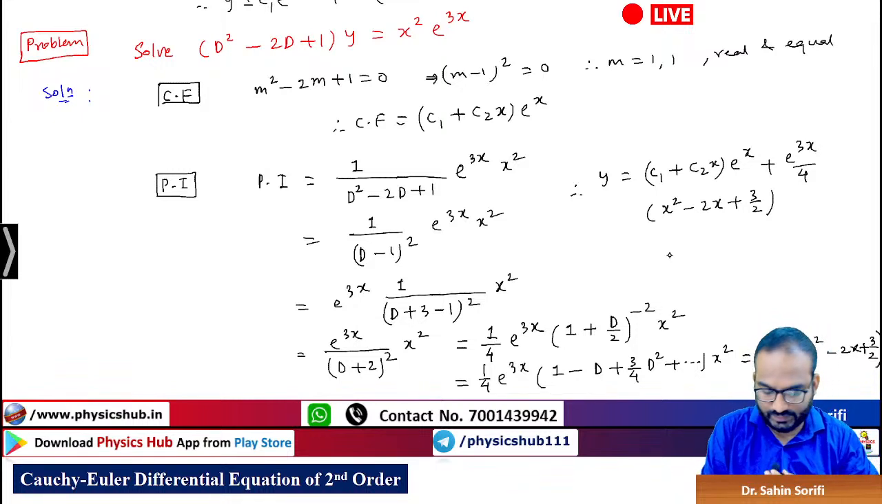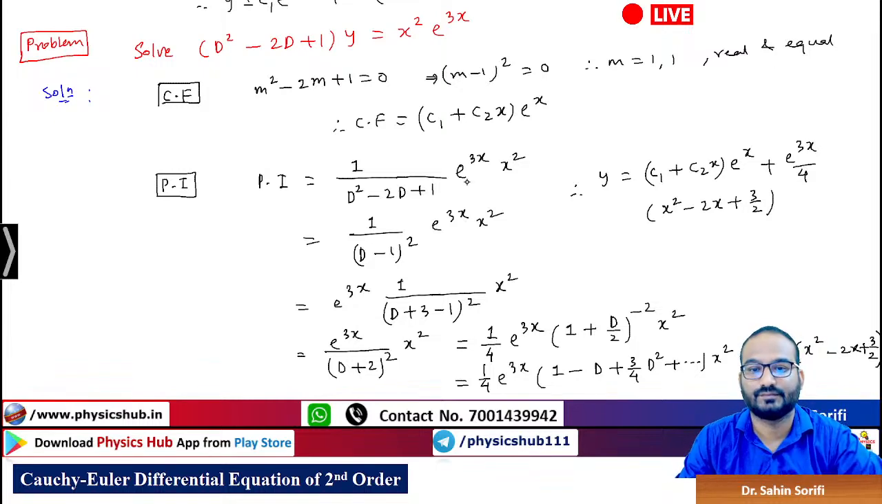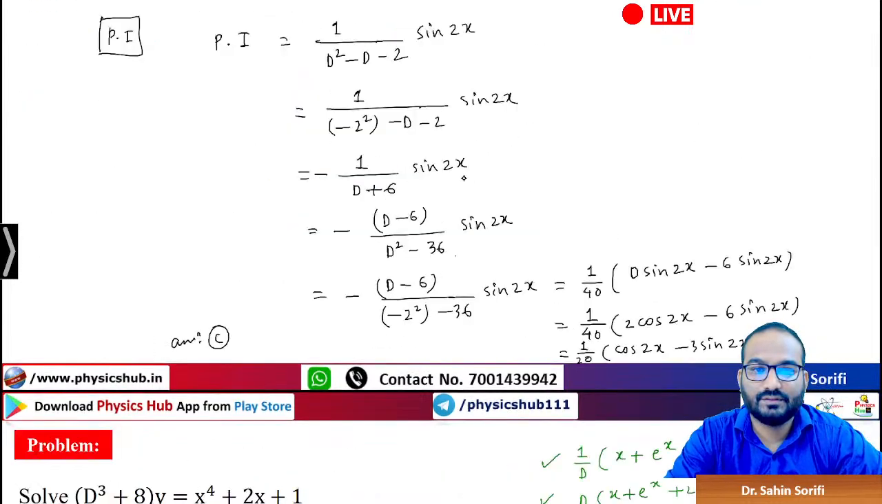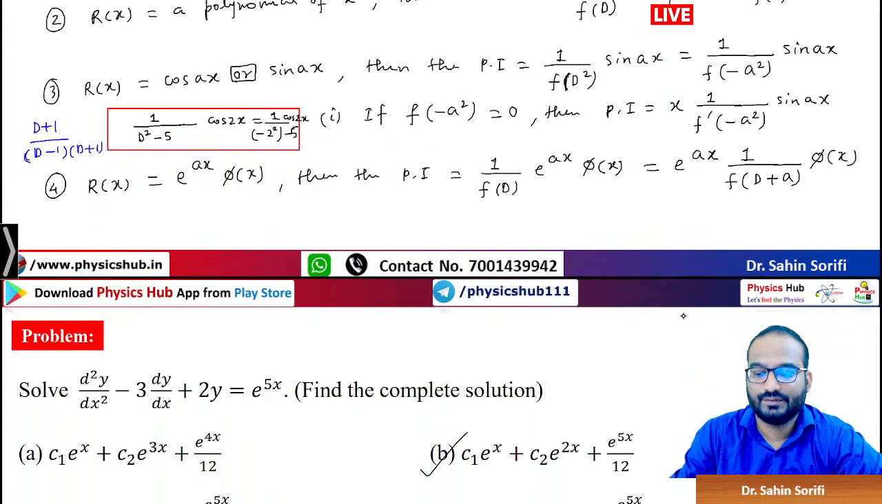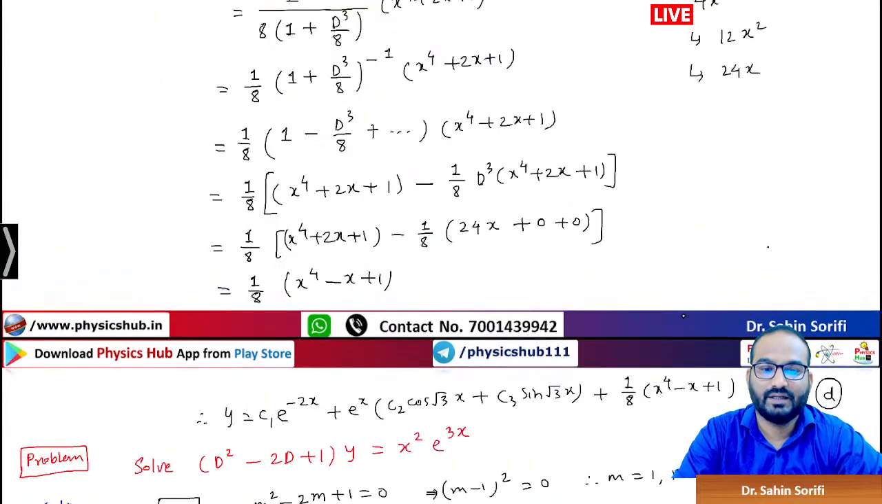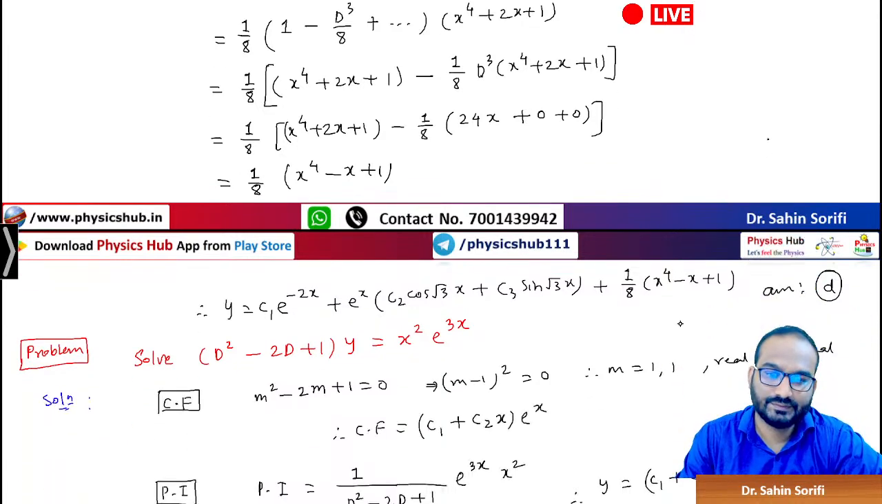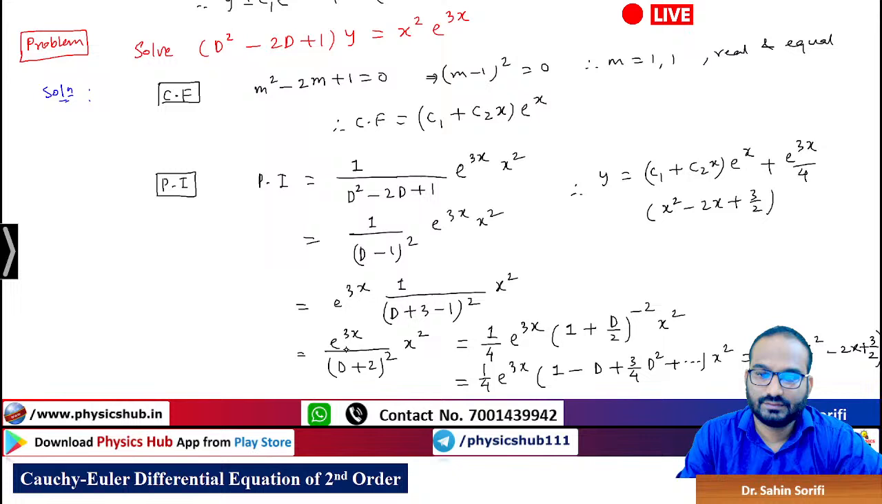The step D plus 3 minus 1. As you can see, what was our fourth rule? If you have a form e to the power ax phi x, 1 by f of D will become 1 by f of D plus a. Okay, and that is why we had here e to the power 3x. So we have taken e to the power 3x. Here D becomes D plus 3 and minus 1 is a minus 1. f of D plus a.